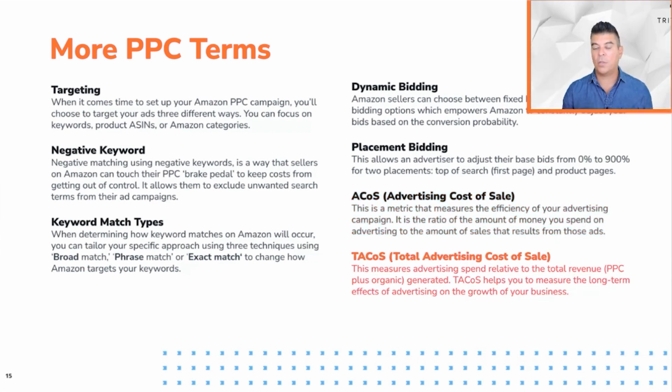And TACoS is a metric that, if you guys watch any of my content, I really love, because it's a little bit more holistic. It takes into account your organic sales as well as your PPC sales. So again, TACoS measures the advertising spend relative to the total revenue of PPC and organic sales. At the end of the day, you're here to make sales on Amazon. Organic is great, PPC is great, but you really want to look at your holistic view of how your PPC is doing. And so the TACoS metric helps you really gauge how successful your PPC campaigns are in helping to ramp up or help with organic sales as well.